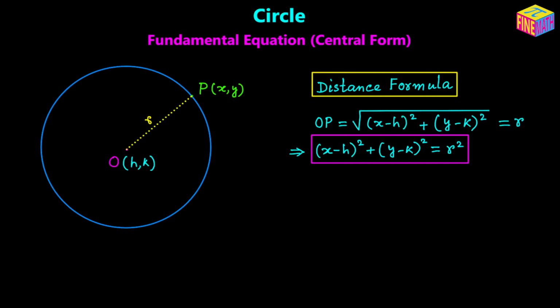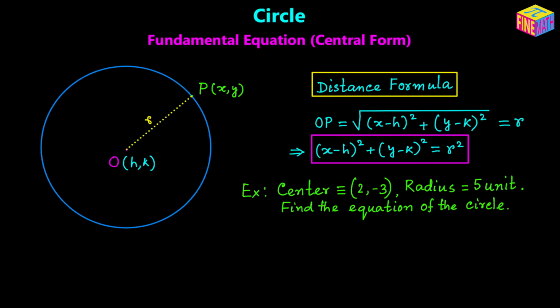So if we are provided with the coordinates of the center and the radius, we can easily find out the equation of the circle. Now let's take an example. Let's suppose we have an example like this where the coordinates of the center has been provided as 2, -3 and the radius is equal to 5 unit. We have to find the equation of the circle. So in the question, what are the information that have been provided here? Well, h is equal to 2, k is equal to -3. Those are the coordinates of the center, and then radius is equal to 5 units.